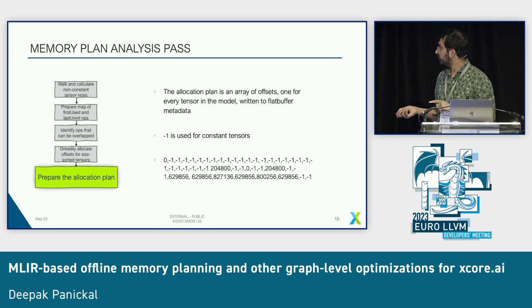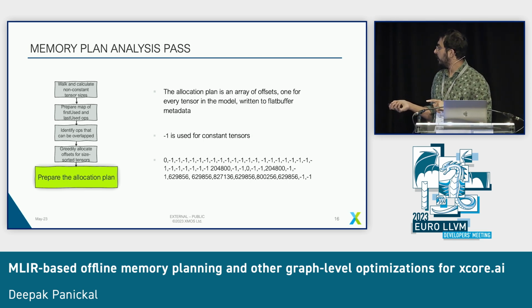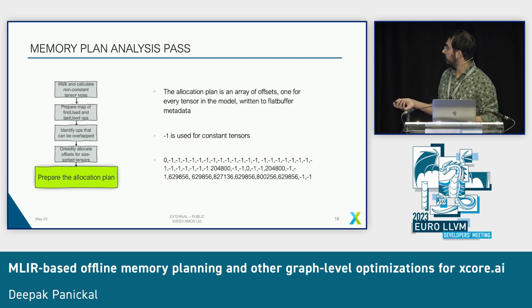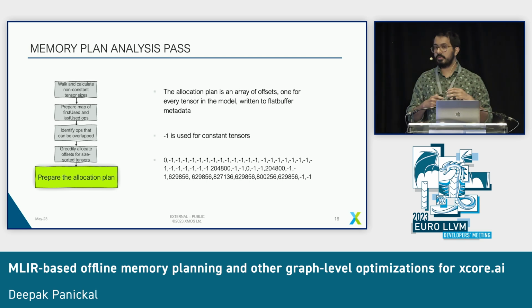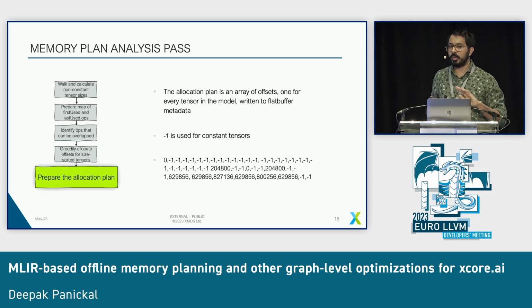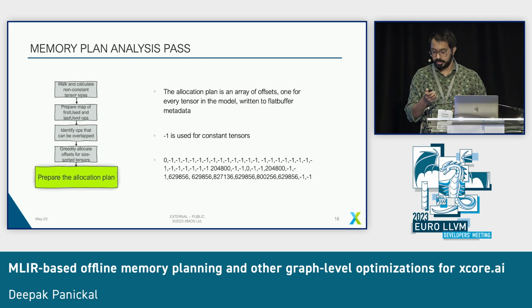So for the constants, we output a -1, and for all the non-constant tensors, it ends up becoming a positive integer, like that one here. So at this point, the memory plan analysis is done. We have overlapped buffers and hopefully found an optimal allocation strategy, right?